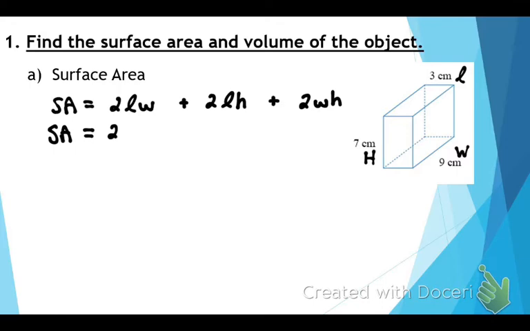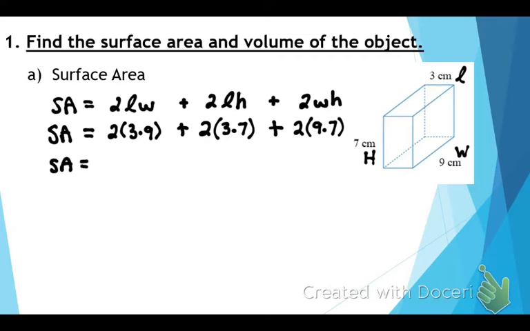Okay? 2 times the length, which is 3, times the width, which is 9. Plus 2 times the length, which we know is 3, and the height, which is 7. Plus 2 times the width, which is 9, and the height, which is 7. Now we're just kind of working left to right. Remember, we want to multiply together first before we add them together.